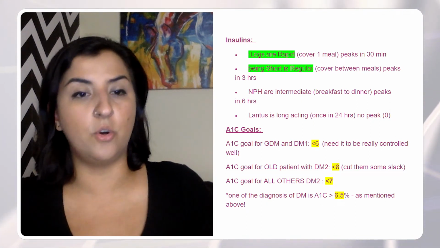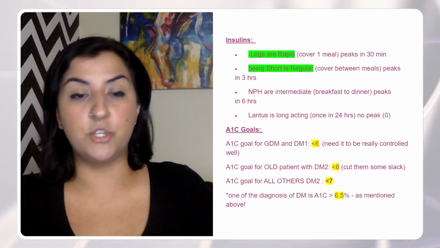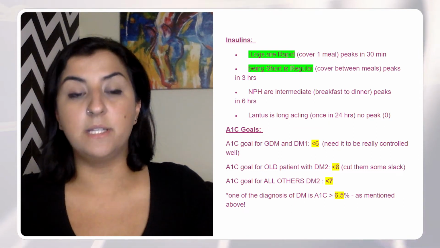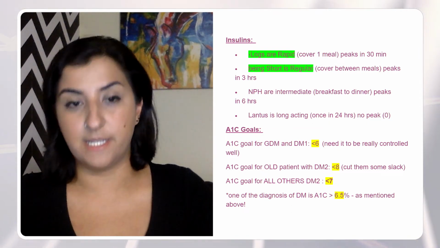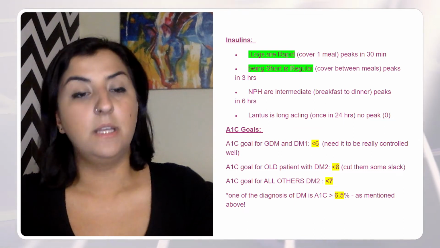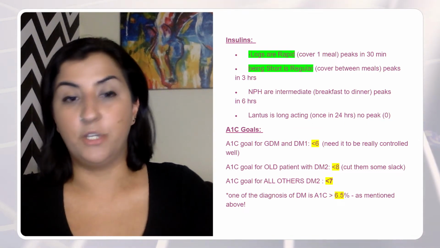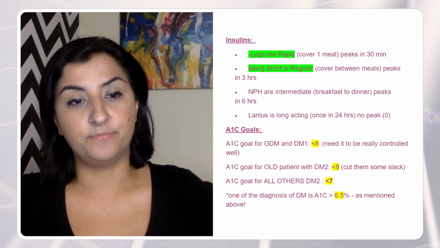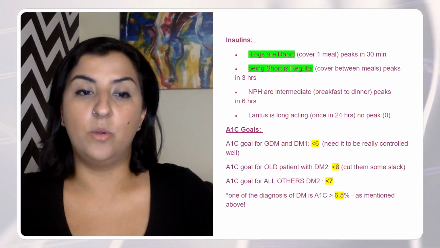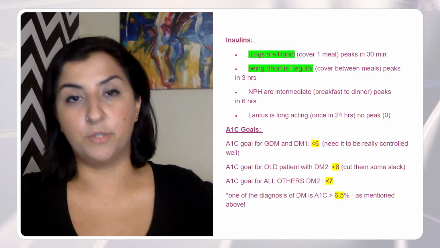So the A1C goal for gestational diabetes and diabetic type 1 is less than 6. Okay? A1C goal for older patients with diabetic 2 is less than 8. A1C goal for all other diabetic number 2 is less than 7.